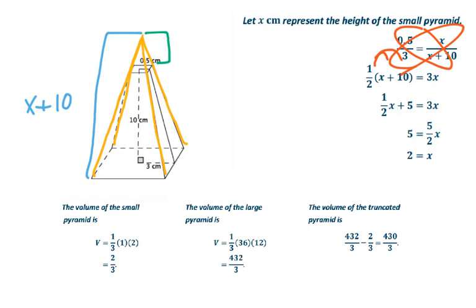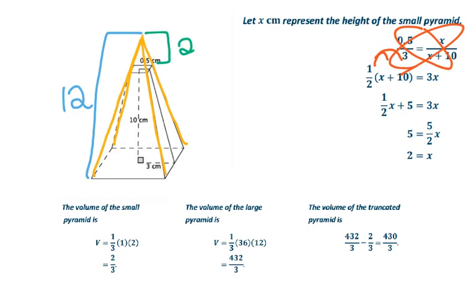So let's go in here and update these so that now we know some information about the pyramids that we're working with. The height of the small pyramid that got cut off is 2. And the height of the big pyramid, the one that we cut up, is 12. Or it was 12 before we cut it up. So now with those two pieces of information, we're able to find the volumes of both of those.